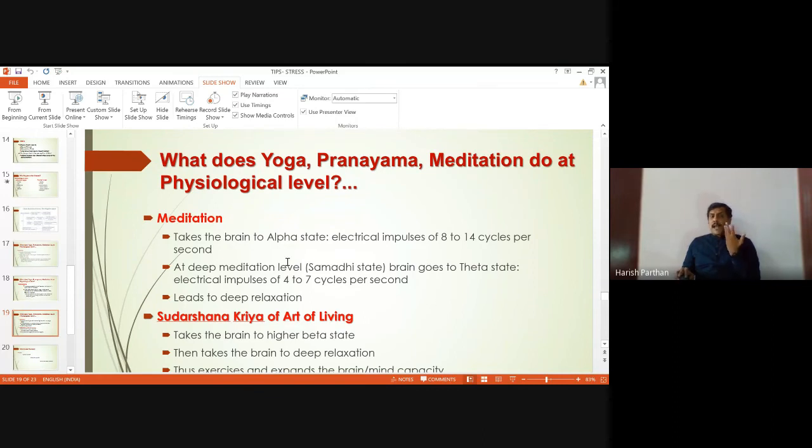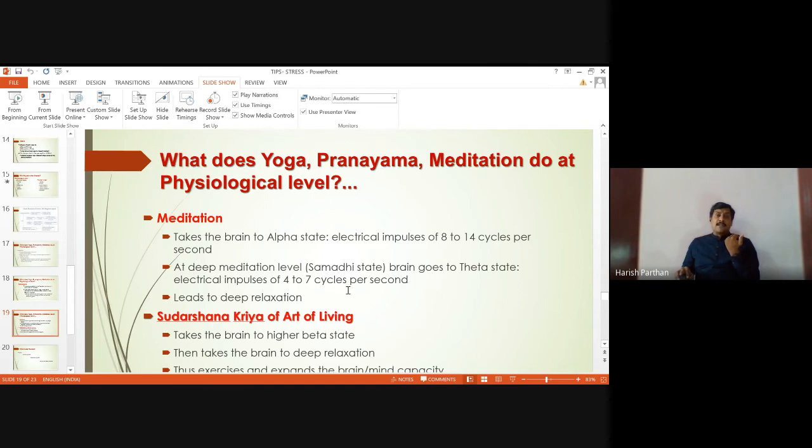Your brain has several waves, electric pulses, classified as alpha, beta, gamma and theta waves. If your mind is in the alpha state, it is 8 to 14 cycles per second. When you are doing your meditation, your mind is in the alpha state. When you go deeper, this pulse rate becomes very small, 4 to 7 cycles. That is the theta state.